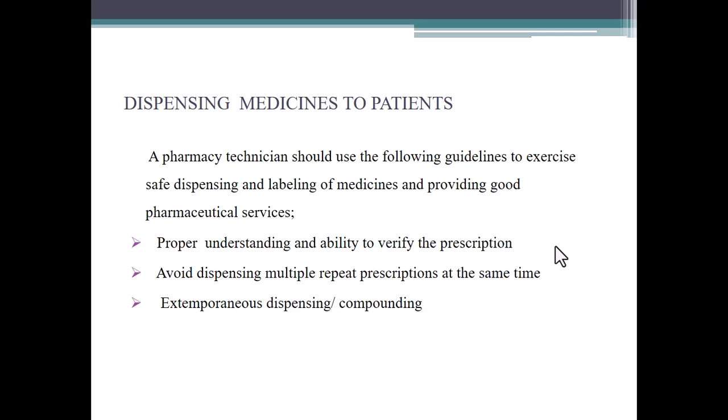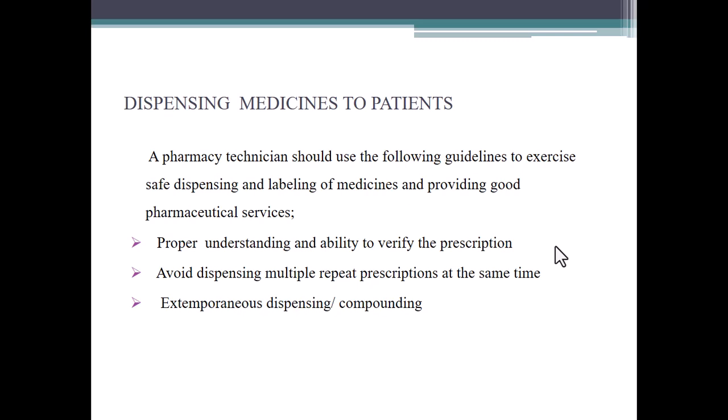So dispensing of medicines to patients, how do you now dispense it to patients? We say that a pharmacy technician should use the following guidelines. Can be a pharmacy technician, can be a pharmacist, can be a pharmacy assistant, or any other health professional should have these guidelines at the back of their mind when they want to exercise safe dispensing and labeling of medicines, which enable to provide good pharmaceutical services.